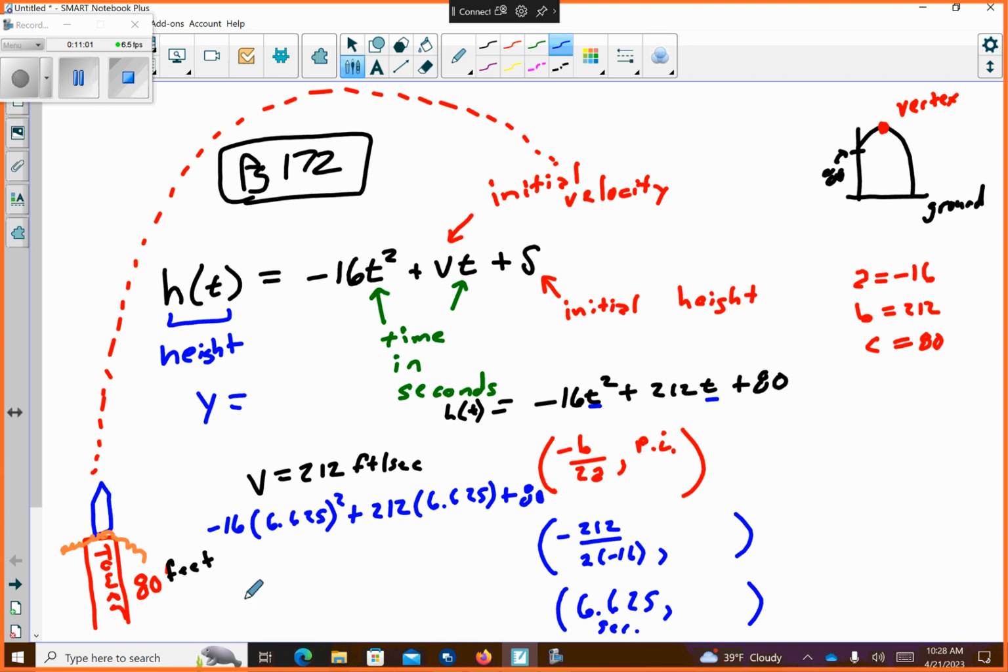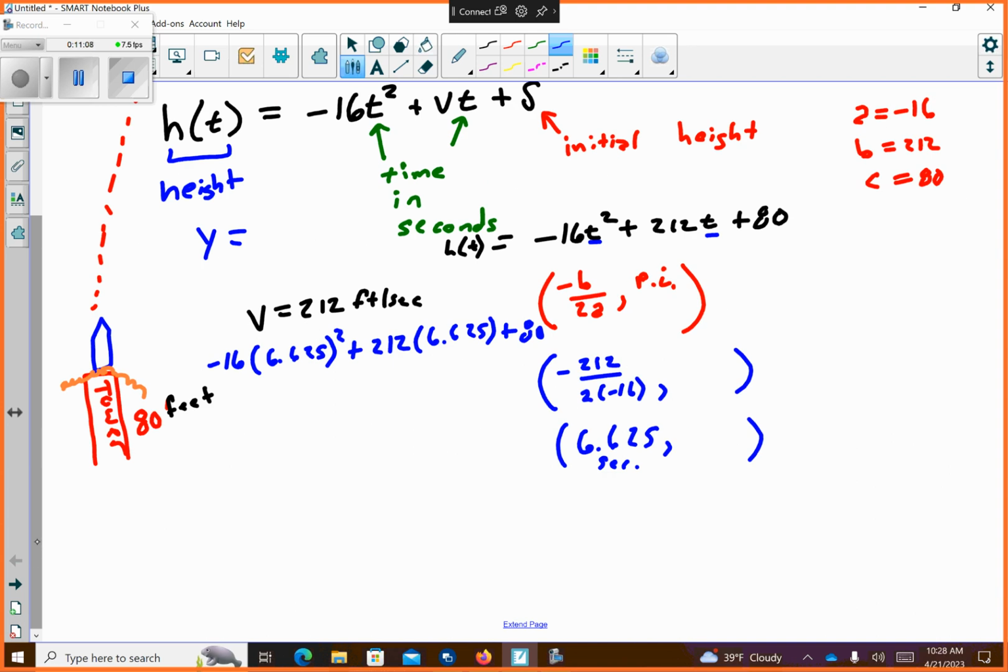Okay, so again, I'm using the calculator to do this stuff. Negative 16 times 6.625 quantity squared plus 212 times 6.625 plus 80. So if I do all of this math, it gets me 782.25. So this right here is my max height.